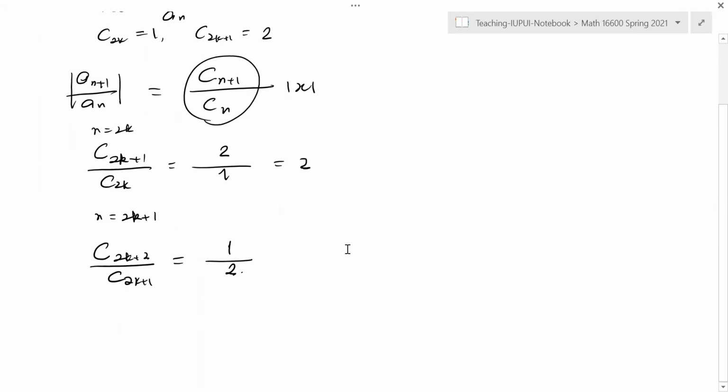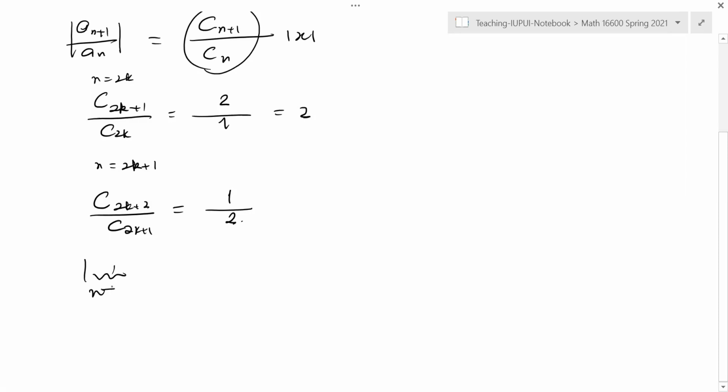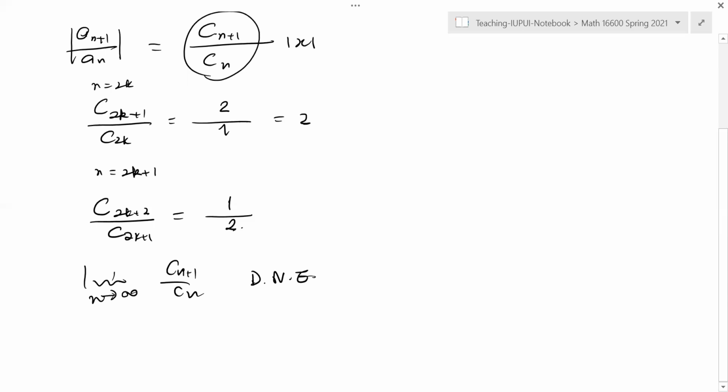It takes these values as n approaches infinity. When n is even, the value is 2. When n is odd, the value is 1/2. So the limit of c_{n+1} over c_n does not exist. Then we have a problem. I cannot find the limit, so we cannot use the ratio test here.